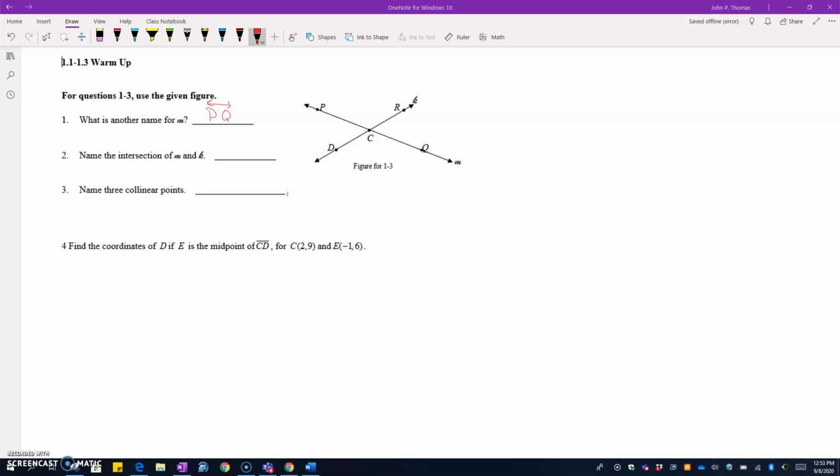Next says, name the intersection of M and K. So M and K are the two lines here, so they clearly intersect at C. All right, so we have C for that.